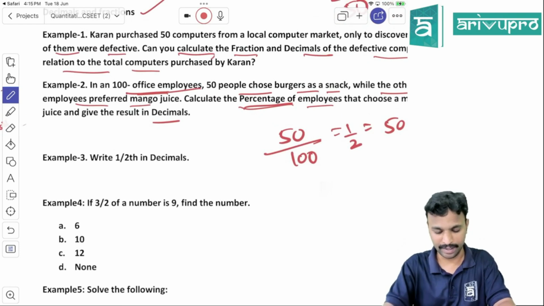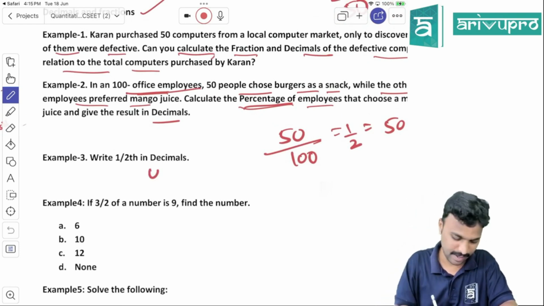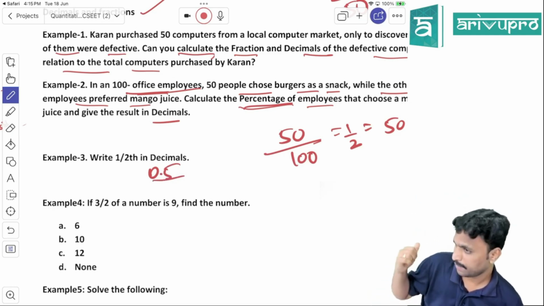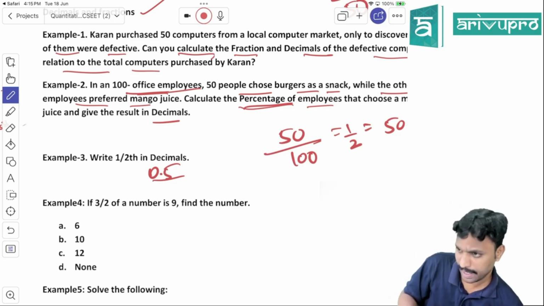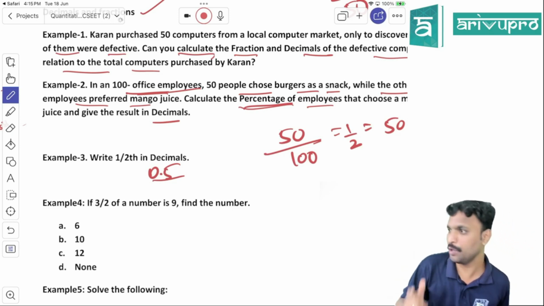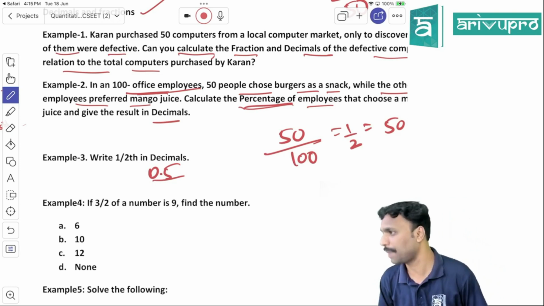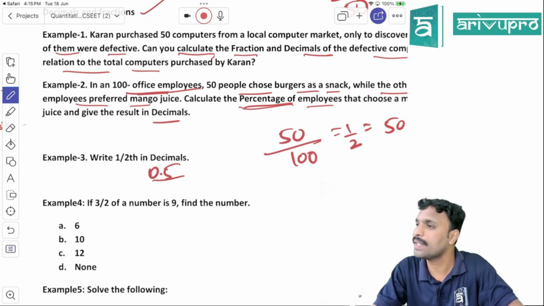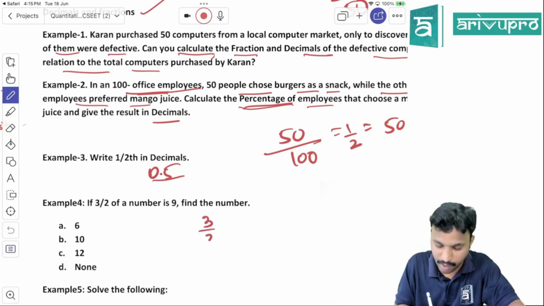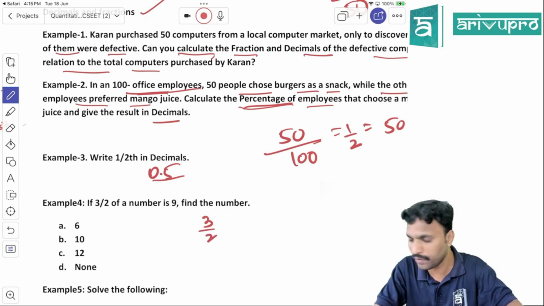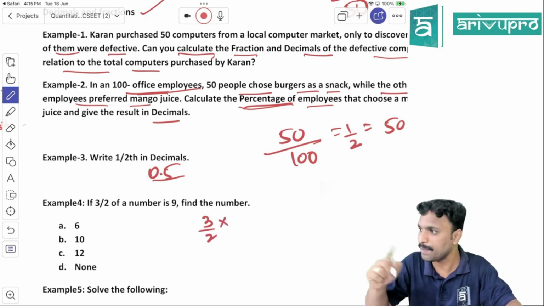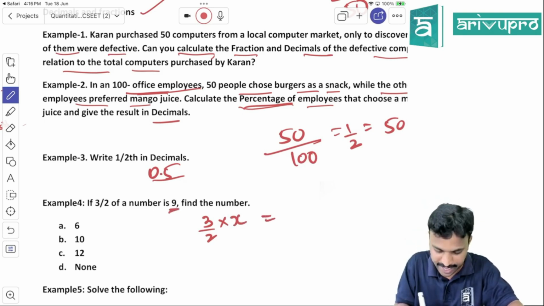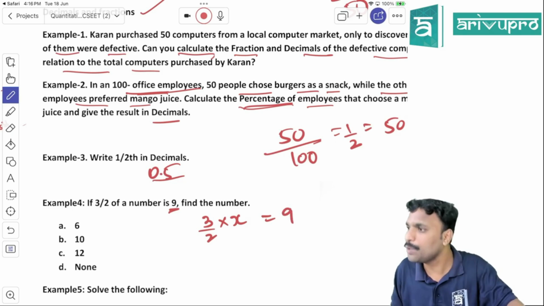Tell me. Write 1 by 2 in decimal. 0.5. Clear? Now listen carefully from here onwards. To make you understand, I shall write and explain. And once you understand, you need not write anything on paper. Now, 3 by 2 of a number. What is the number? We don't know. Please understand, whatever comes after of, you have to multiply. 3 by 2 of means 3 by 2 into. Number, you can take it as x, is equal to 9. 3 by 2 of x is 9.